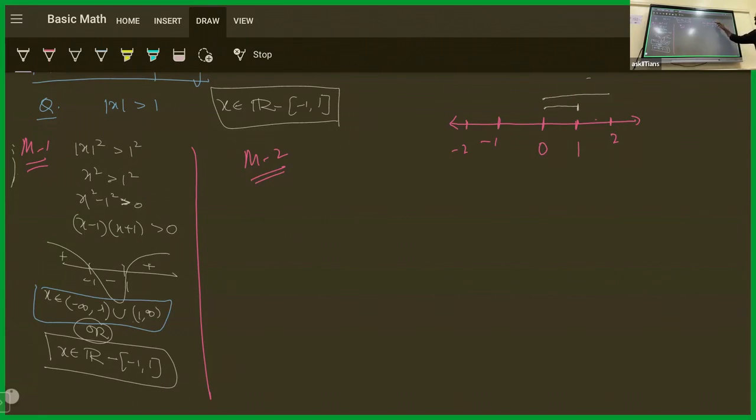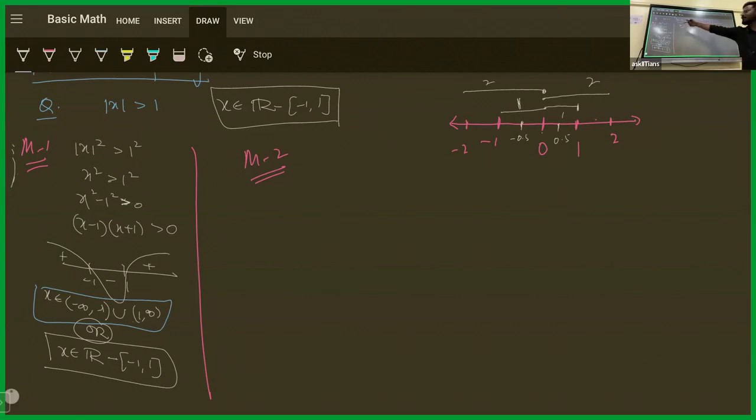From origin to this point, what is the distance? 2 units. This is 1 unit. What is the distance from 0 to -1? 1. Positive or negative? Positive. We are talking about distance, right? Distance is always positive. And what is the distance from origin to this -2? 2. If I take any number between 0 and 1, like 0.5, the distance from origin to this point will be 0.5. If you take minus 0.5 here, the distance will be 0.5 again.